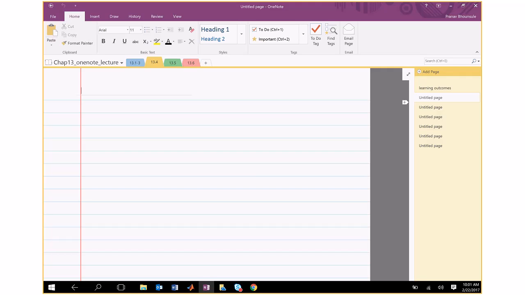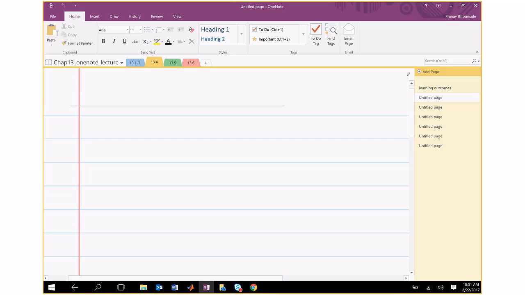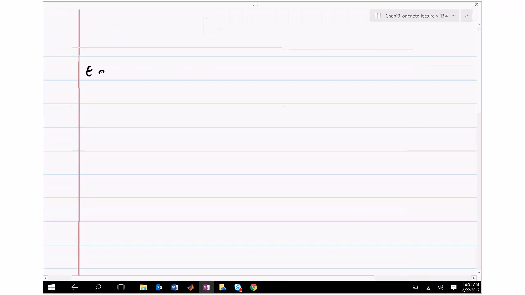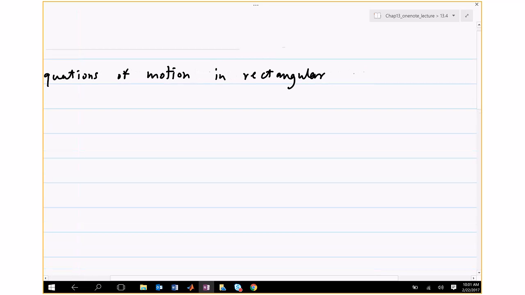So sometimes we want to express the motion of the particle in terms of rectangular coordinates, x, y, and z. In this case, what you do is you write the equations of motion in rectangular coordinates. So an example would be falling under gravity.